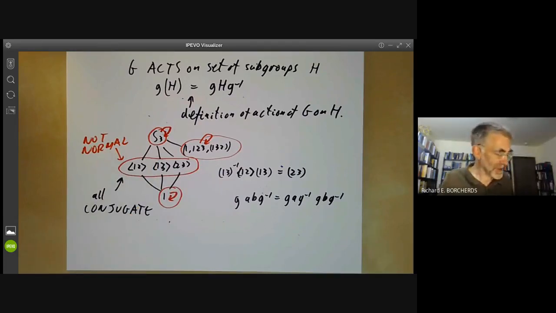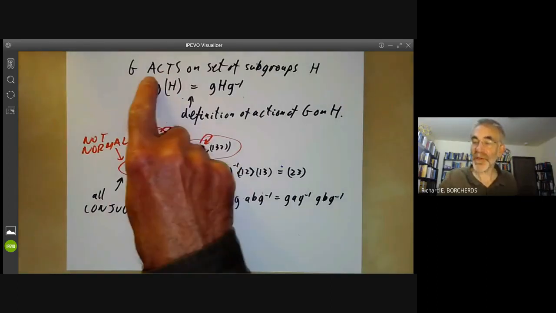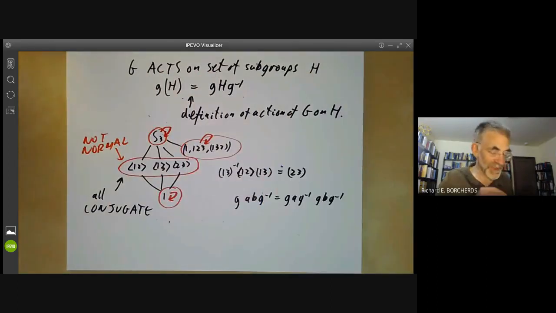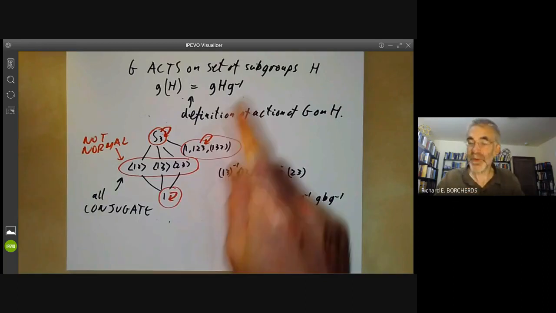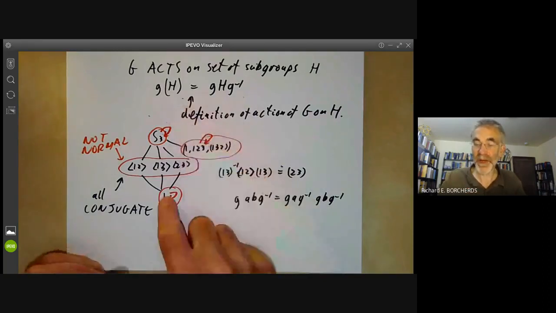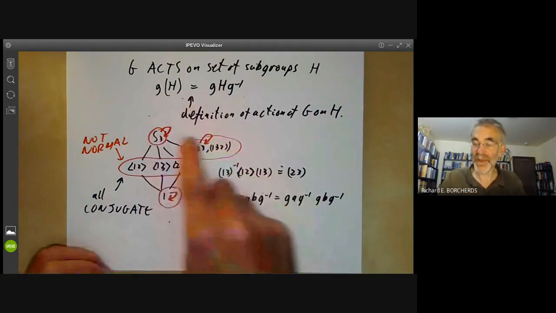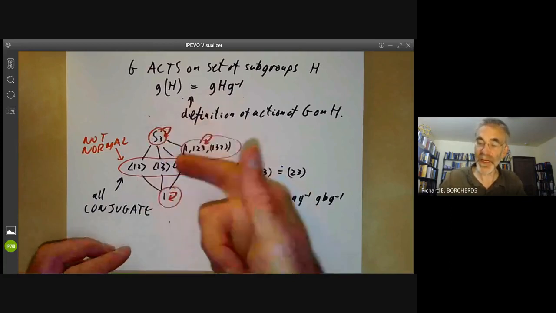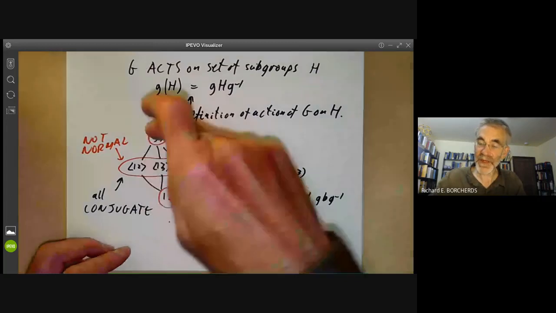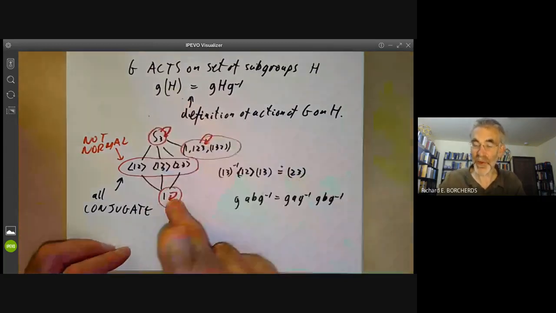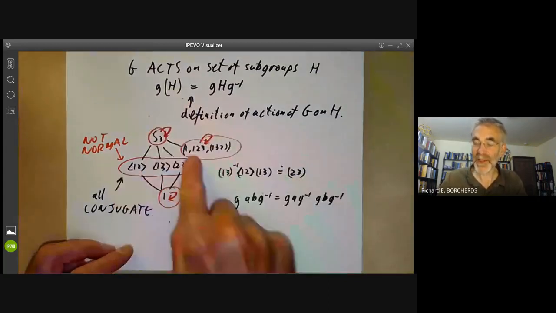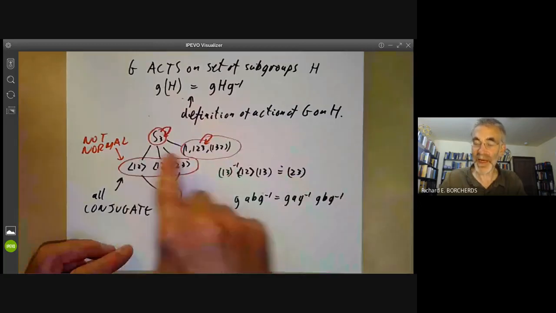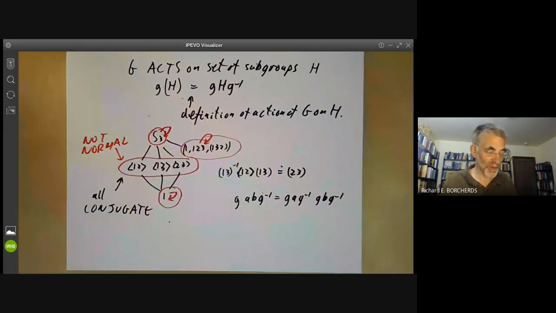And you can see that under this action of G on the set of subgroups, the normal subgroups are just the subgroups that are fixed by G, meaning that every element of G maps that group to itself. So here we have G acting on a set of six elements. It fixes these three elements, which are the normal subgroups, and it acts transitively on this set of three elements, which are therefore non-normal subgroups.